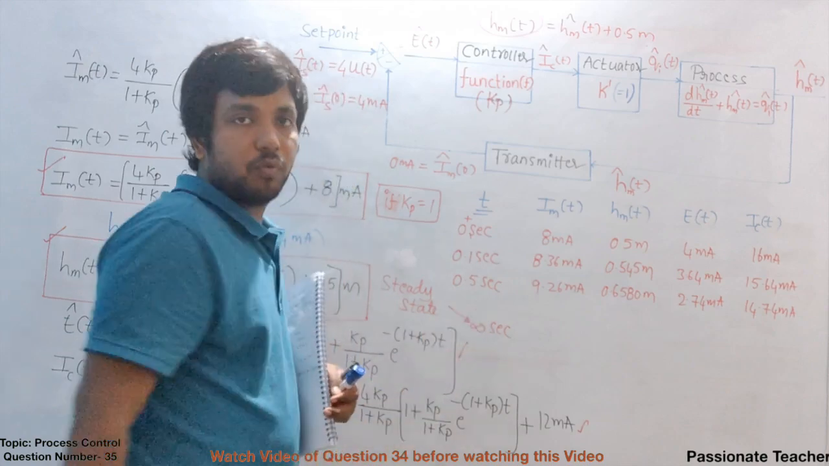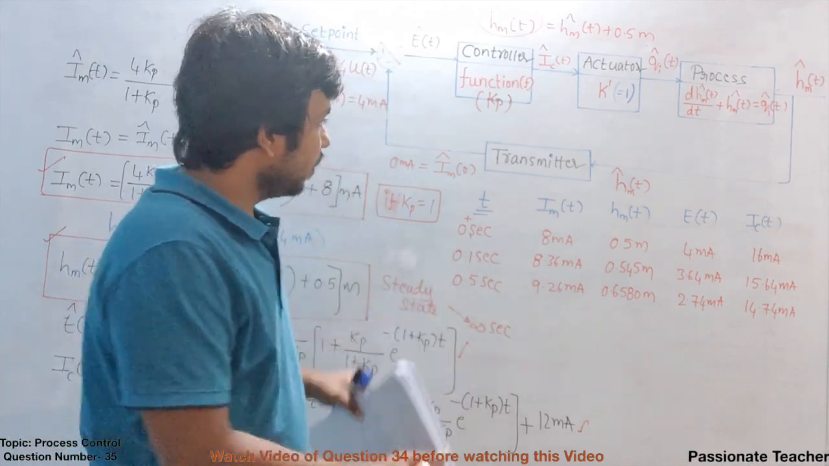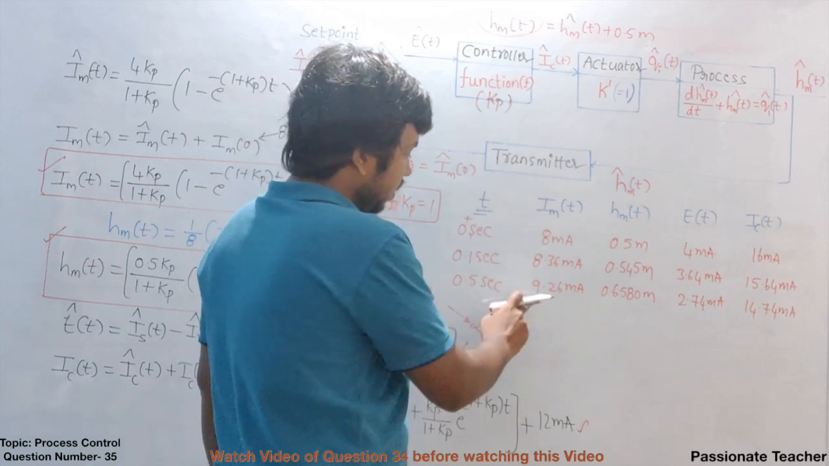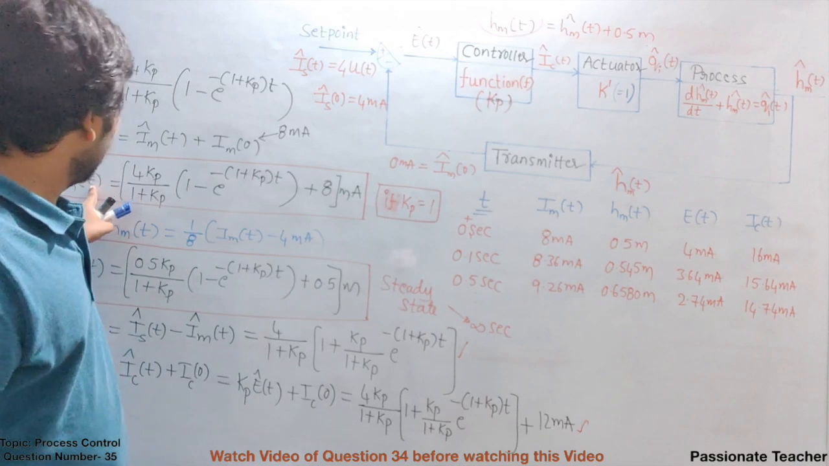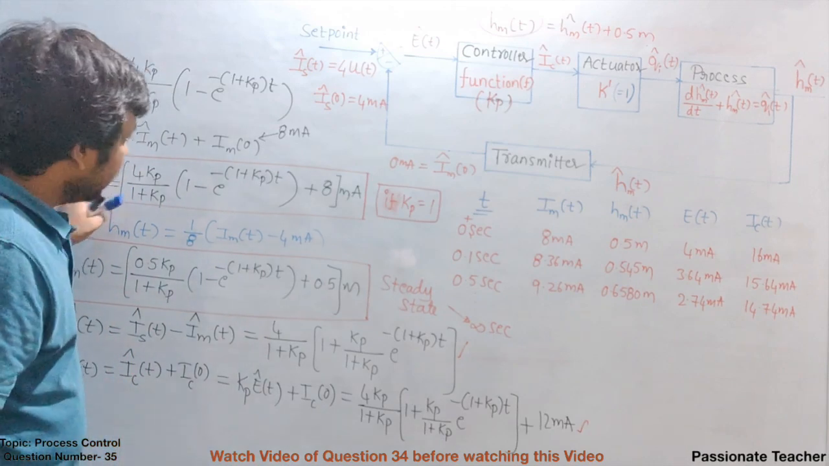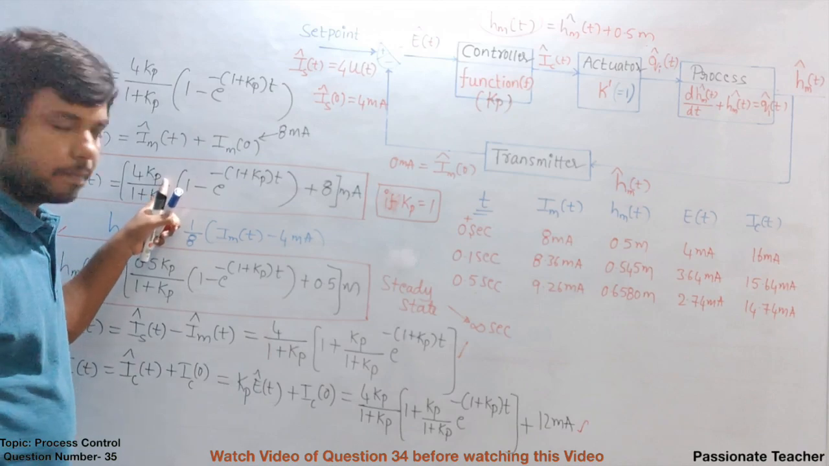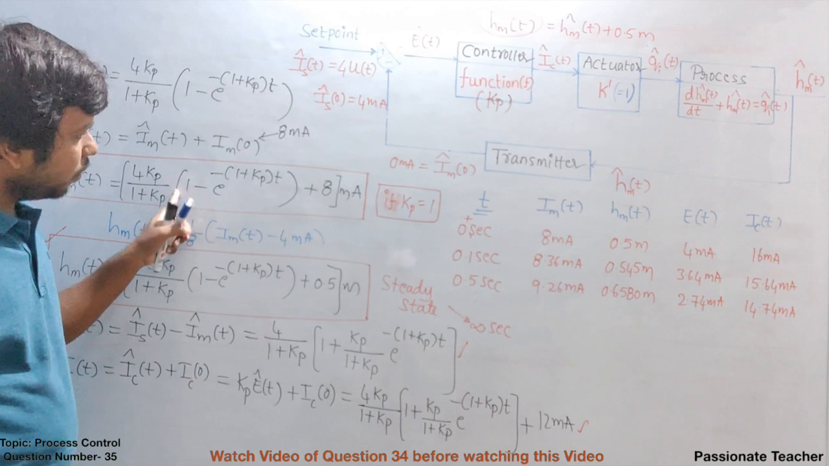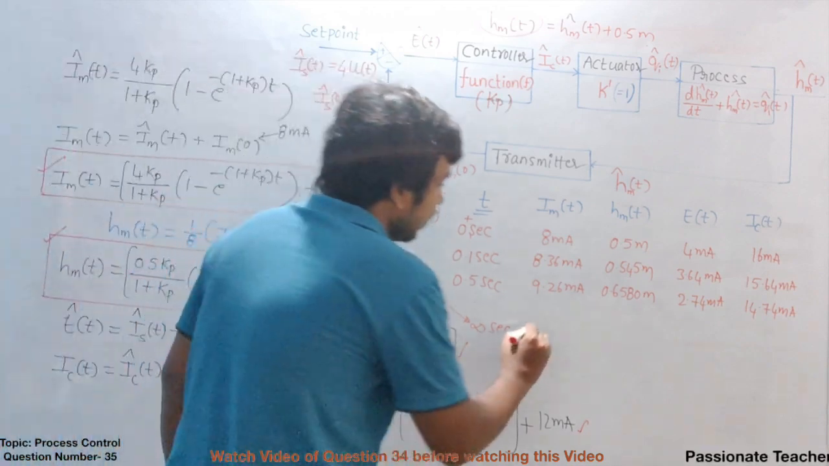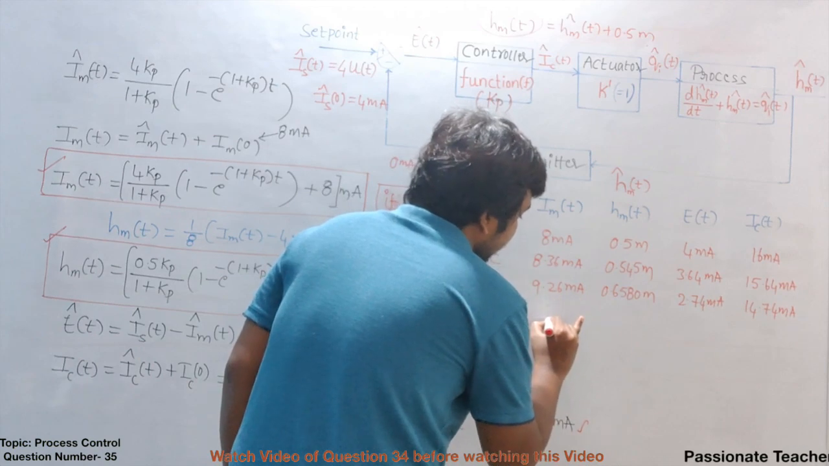Infinite seconds means if you wait for a large amount of time, then what is going to happen to the transmitter current here? So if you wait for infinite seconds, just substitute infinite here in Im of t. If you substitute infinite here, this will die off, right? Kp you have taken like 1, 4 into 1 by 2, it will be 2, 2 plus 8. So totally it is going to become 10 milliampere current after a lot of time, right?